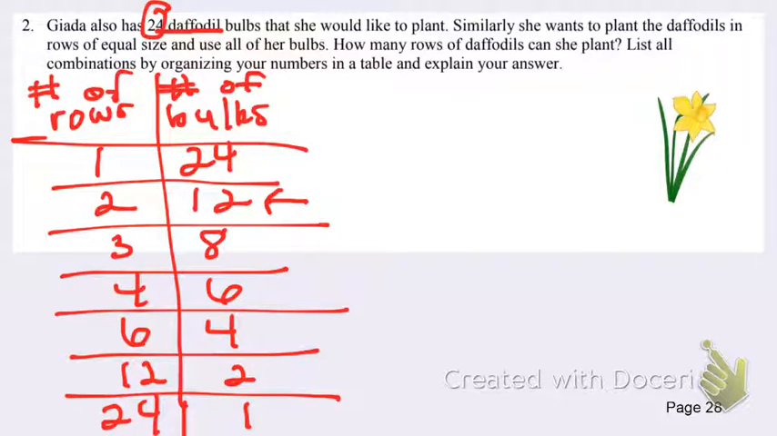So let's think about all the combinations. How many rows of daffodils can she plant? Let's see. 1, 2, 3, 4, 5, 6, 7. There's 7 different combinations.